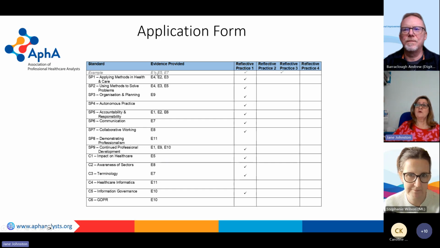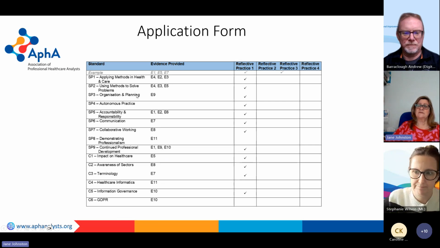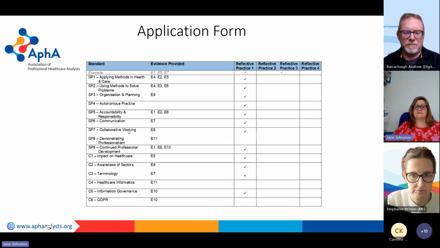So what methods did you use? What methods did you use to solve the problem? How did you organise and plan your workload? Did you have any autonomy with what you were working with? Accountability, responsibility, communication, collaborative working. I remember there's lots of SP7s back there, but it was a part of an MDT. So likely you'd tick off all of those.